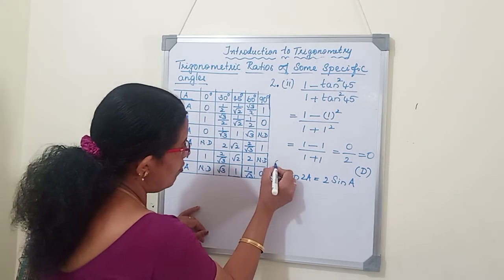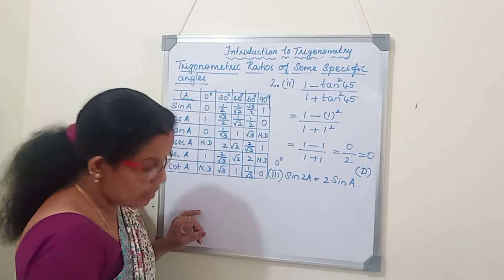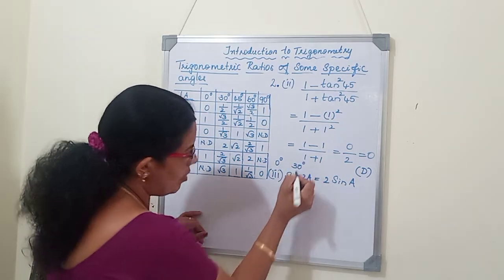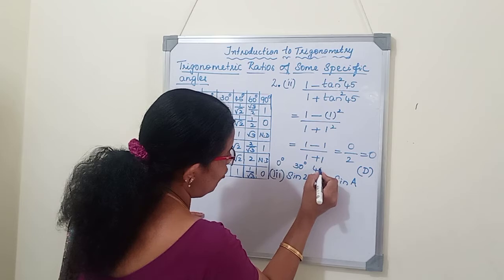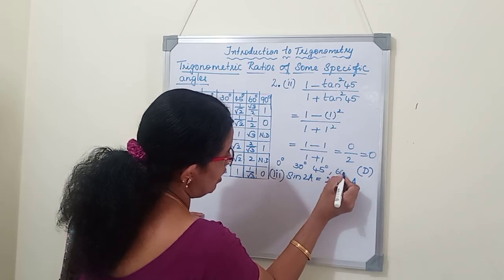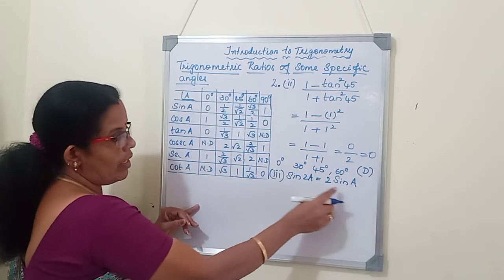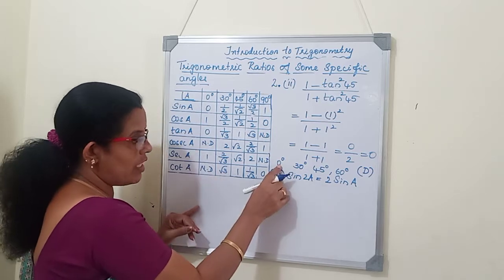I'll write the options. One is 0 degree. Next 30 degree, 45 degree and 60 degree. So here directly we cannot tell what is the correct answer. We'll check it one by one.